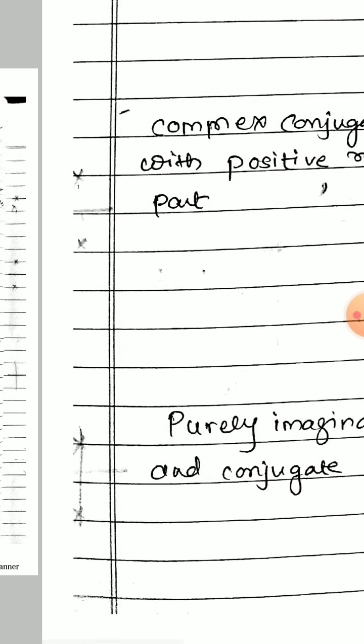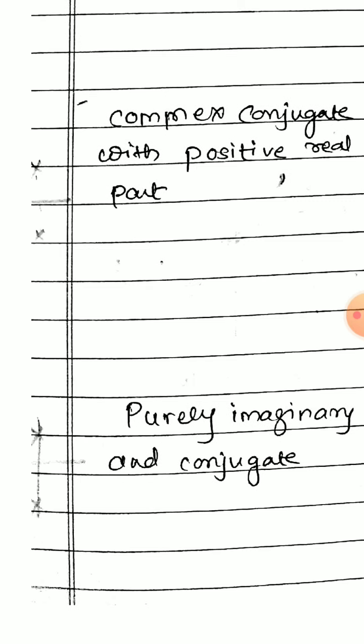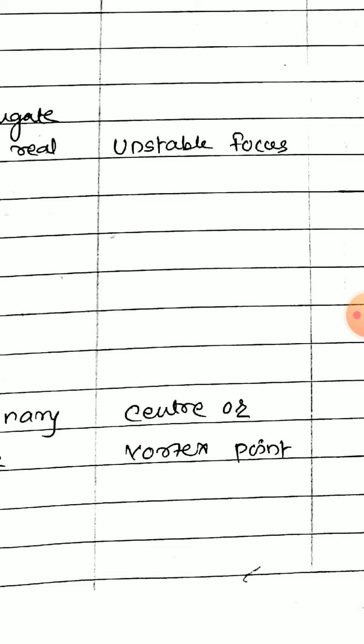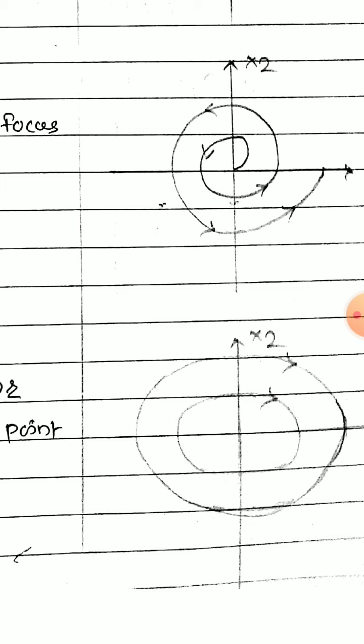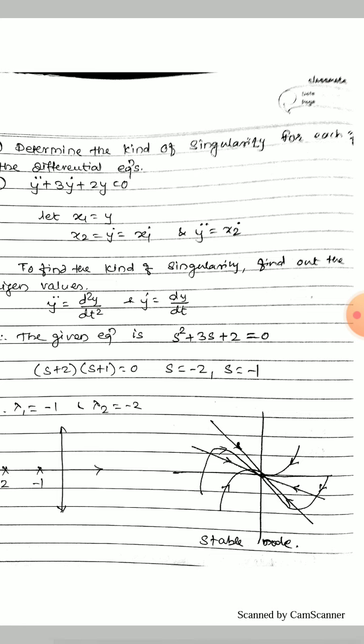Then if the eigenvalues are purely imaginary and conjugate, the S-plane representation of the poles is as shown in the figure, so they are lying on the imaginary axis. Such a singular point is called a center or vortex point, and its phase portrait is as shown in the figure. So that is the singular point and the difference in the phase portrait. Depending on this, we have to solve the numericals based on singular points.